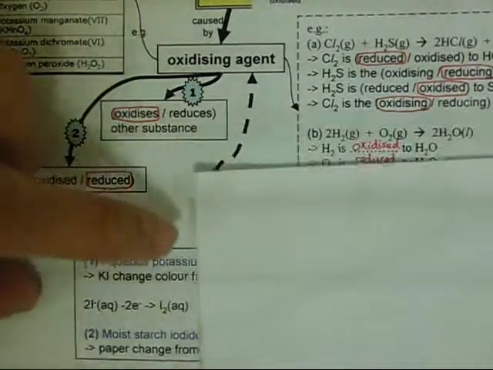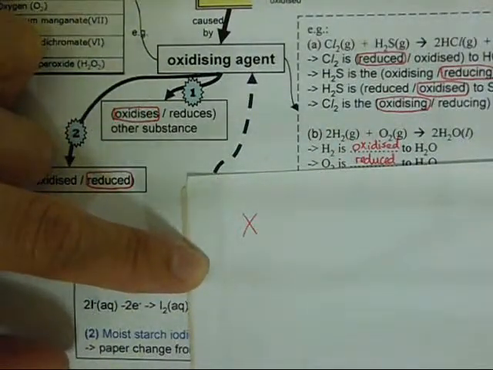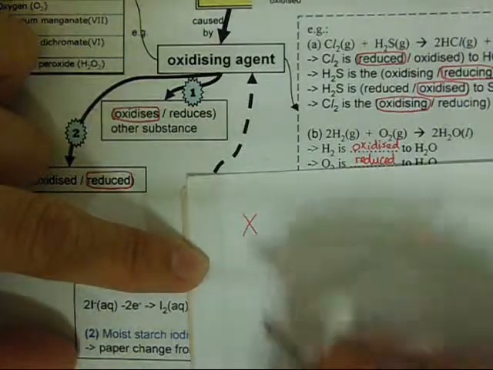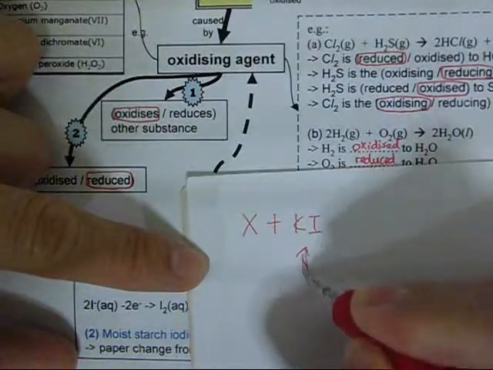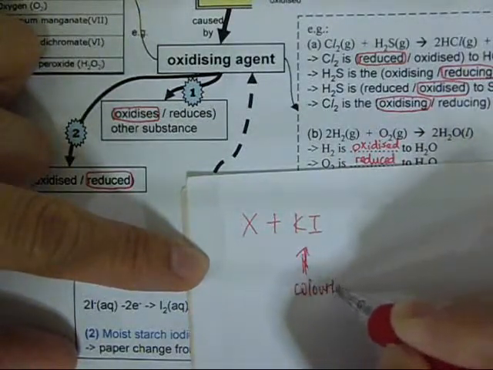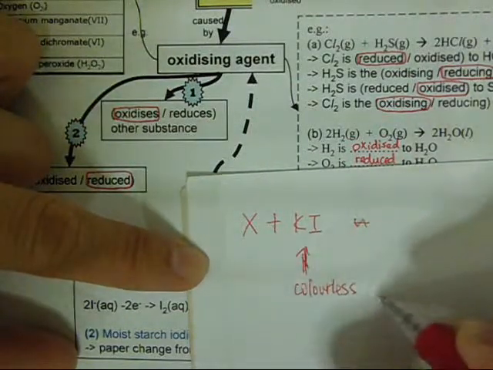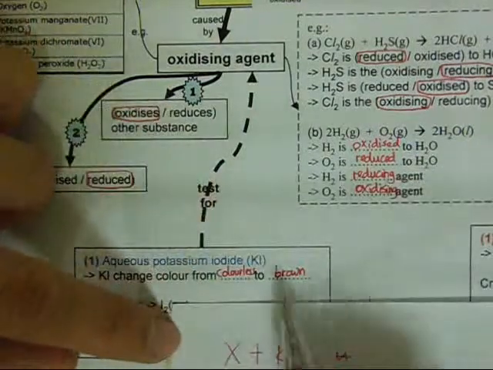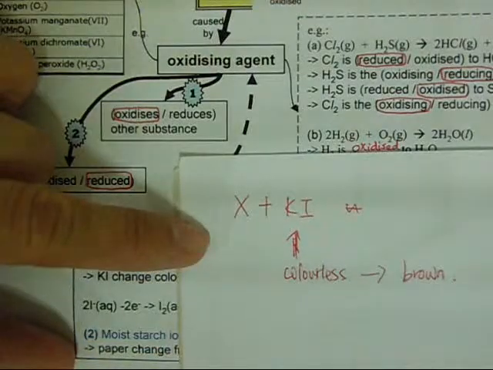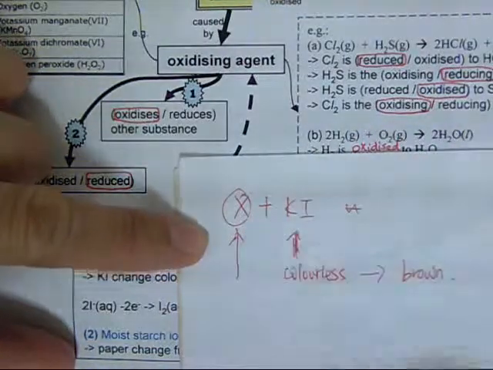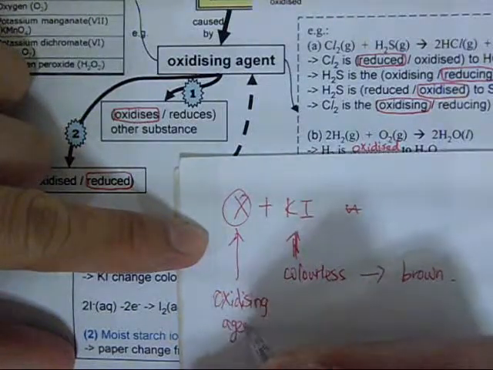Okay, so for example, I have this mysterious unknown chemical by the name of X. I want to prove that it is an oxidizing agent. So what I do is I add it to KI, and KI is colorless. If I add it to KI, then after that, this colorless changes to brown. That means this one is an oxidizing agent.